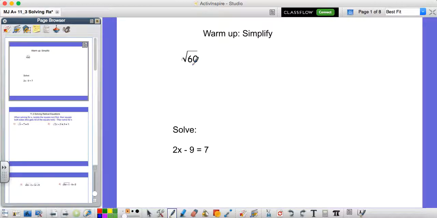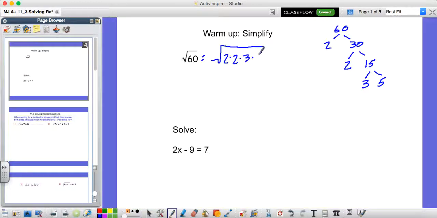Let's just break down 60 to show that way. If we have 60, we can break that into 2 and 30. 30 we can break into 2 and 15. 15 will break into 3 and 5. So we know the square root of 60 is just the square root of 2 times 2 times 3 times 5. Remember, 2 times 2 can get pulled out, so we just have 2. Then the inside we're left with 3 times 5, which is just 15.